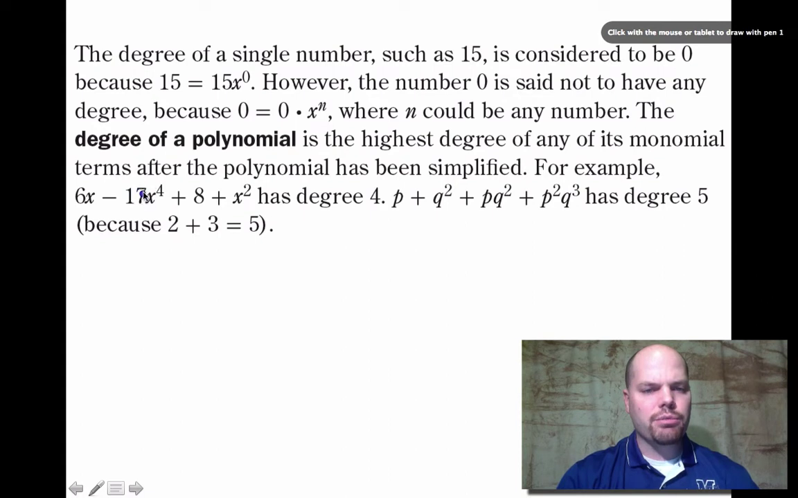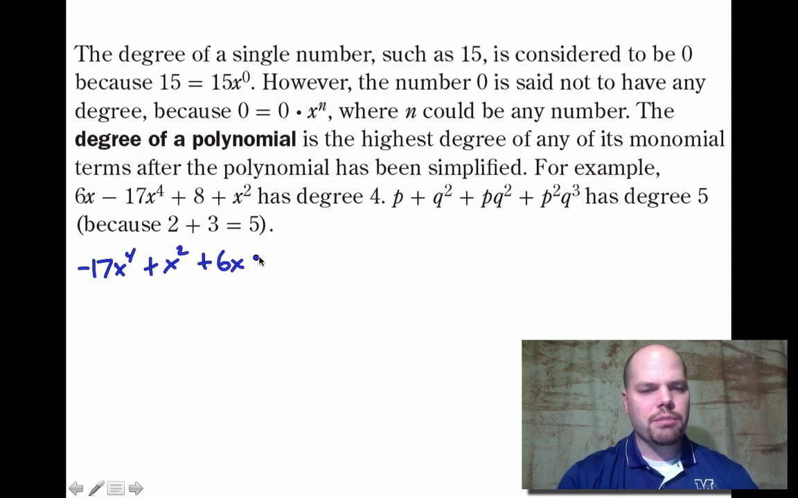So the highest one is that, so it'd be minus 17x to the fourth. The next one would be a plus x squared. Then the next one would be plus 6x and a plus 8. That's what they call standard form, so it's in decreasing power order, so the highest degree term is on the leftmost. So as you can see, this is going to be a fourth degree.